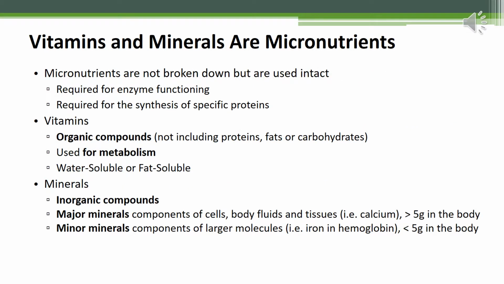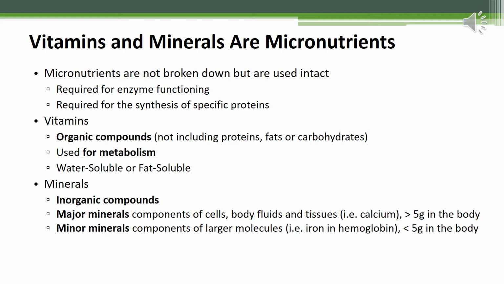Now we're going to talk about the micronutrients, which are vitamins and minerals. Micronutrients are not broken down, but are instead used by the body intact. And this is because they're required for enzyme functioning and also for the synthesis of specific proteins. Vitamins are organic micronutrients, and of course they don't include proteins, fats, or carbohydrates.